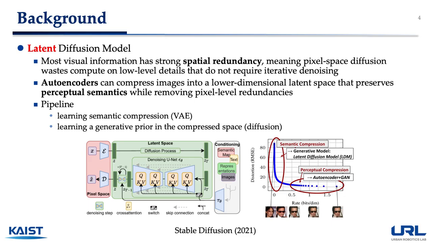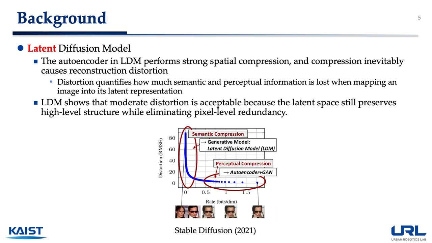And to overcome this inefficiency, latent diffusion models were introduced. The idea is simple. Compress the image first and run diffusion in this much smaller latent space. And this kind of two-stage design, semantic compression followed by generative models, reduces computation dramatically while keeping high visual fidelity. But even with latent diffusion, the key question remains: can the autoencoder actually handle such strong spatial compression?